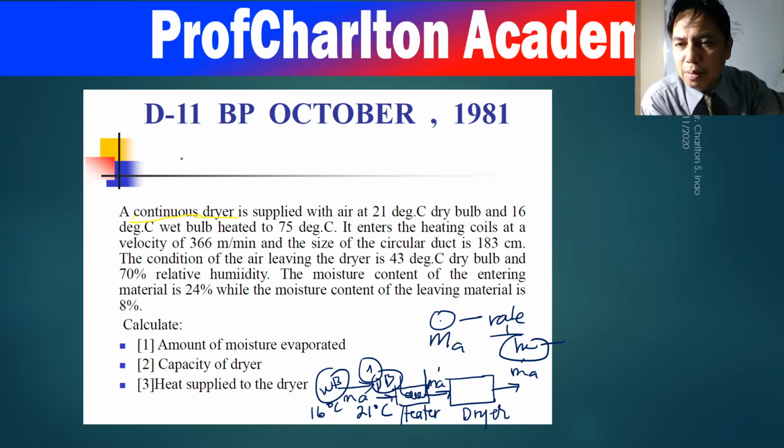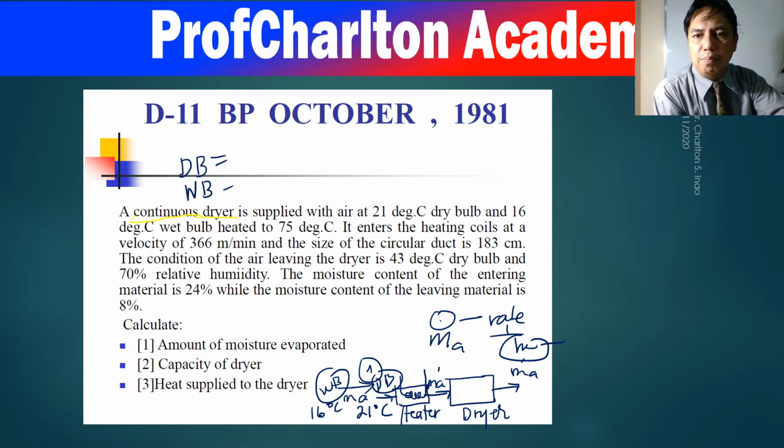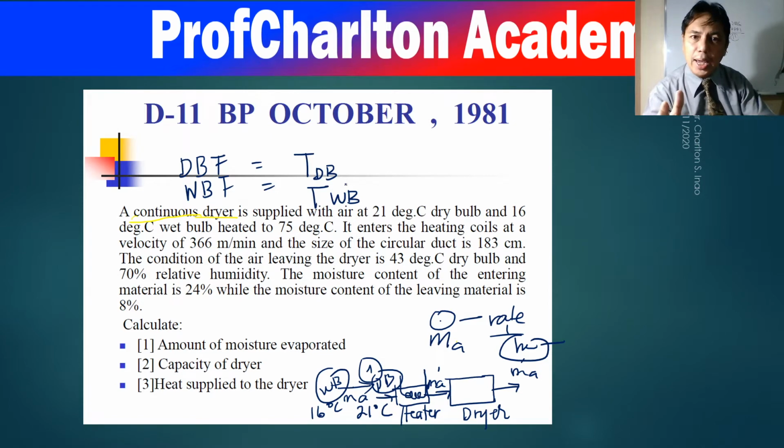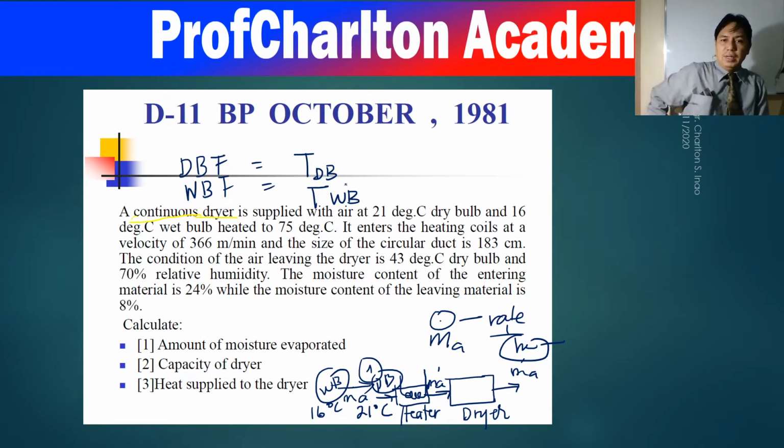Let me use this blank space here. So dry bulb and wet bulb. These are both temperatures. You can also write temperature, dry bulb, dB, temperature, wet bulb. Whatever way you write it, as long as you know what you are trying to solve and the variables that you are trying to use, it doesn't really matter.